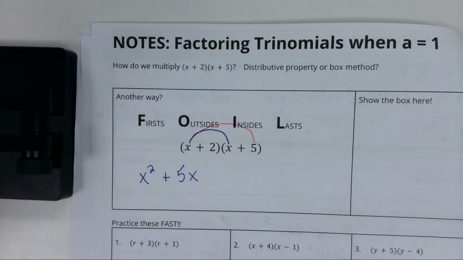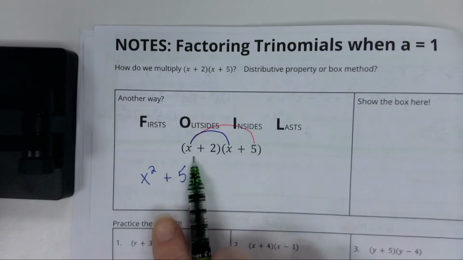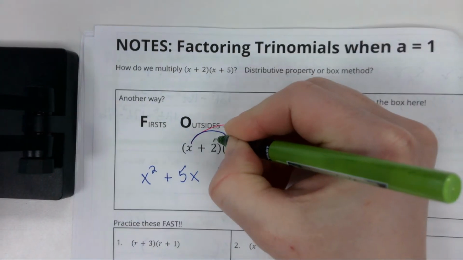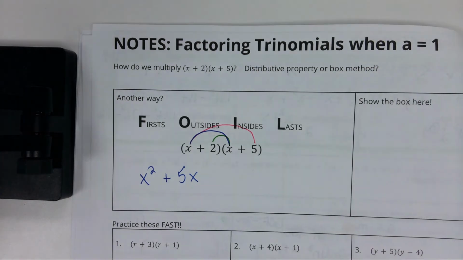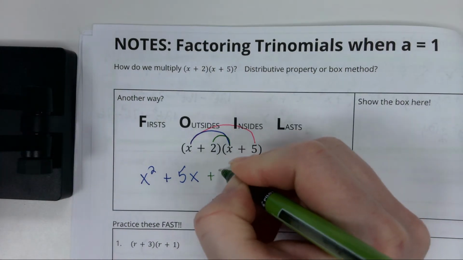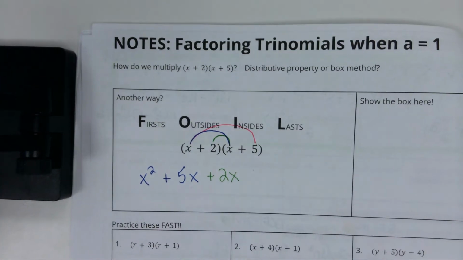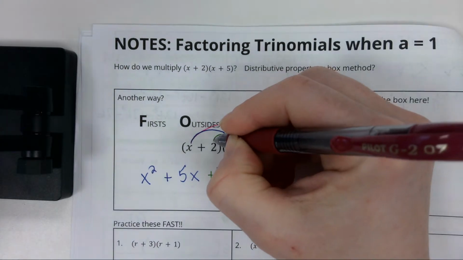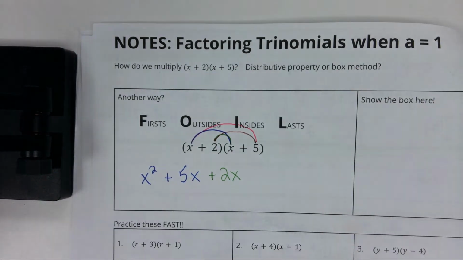So I take that next thing, I'm looking for a different color. Here we go. I already did the x times this and x times that. I'm done with that x. The next one is the inside. So I take the 2. 2 times x is plus 2x. And then I have to do the 2 times the 5. I call those the lasts. On the last, you do the 5 on the right? Yeah, the 2 and the 5. The 2 times 5 is 10.